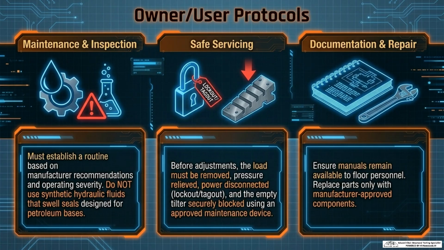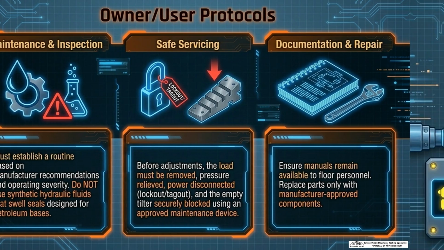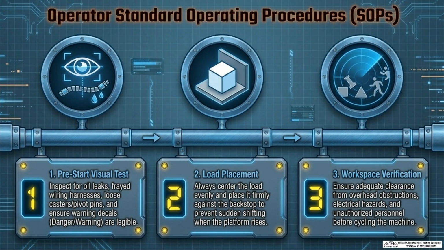Documentation and repair. Manuals must be accessible to floor personnel. Parts must be manufacturer approved. A field substitution that seems equivalent can void engineering calculations and introduce new failure modes. Operators are the last line of defense and the first line of prevention. The 3-step pre-operation sequence is non-negotiable.